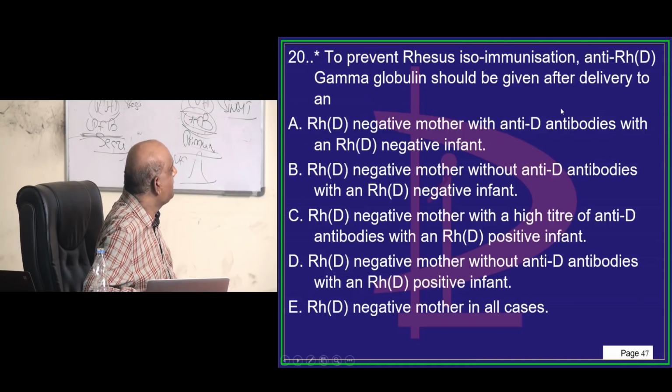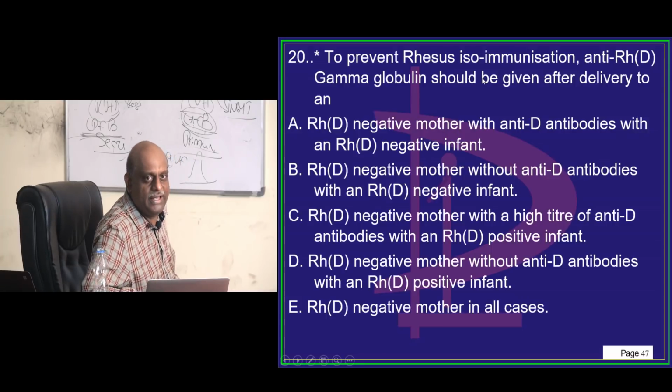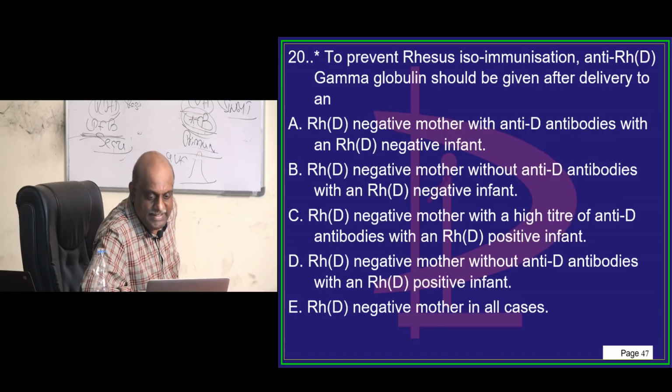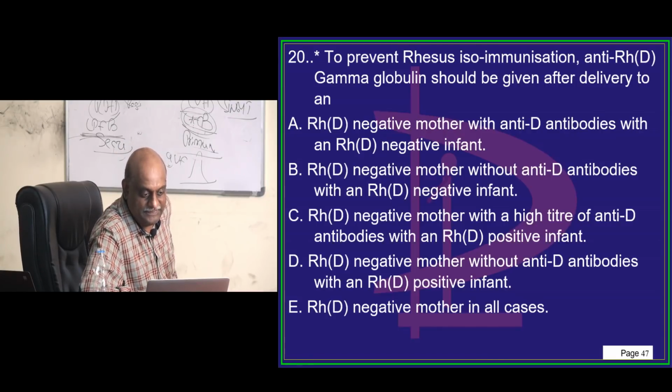To prevent rhesus isoimmunization, anti-RhD gamma globulin, when will you give it? Question number 20. Shoot your answer. Very good.